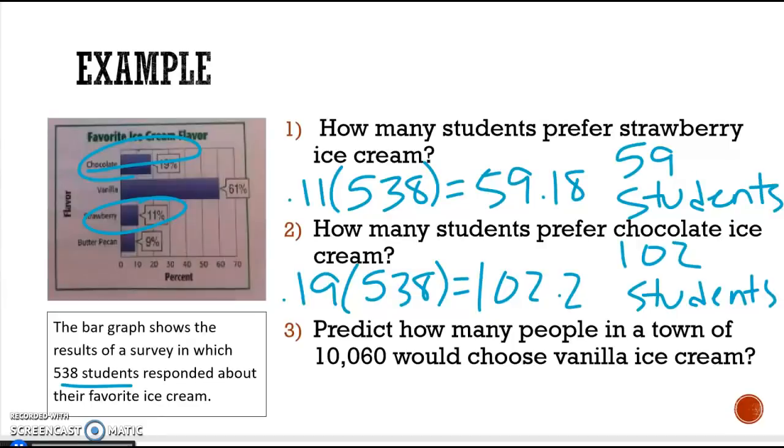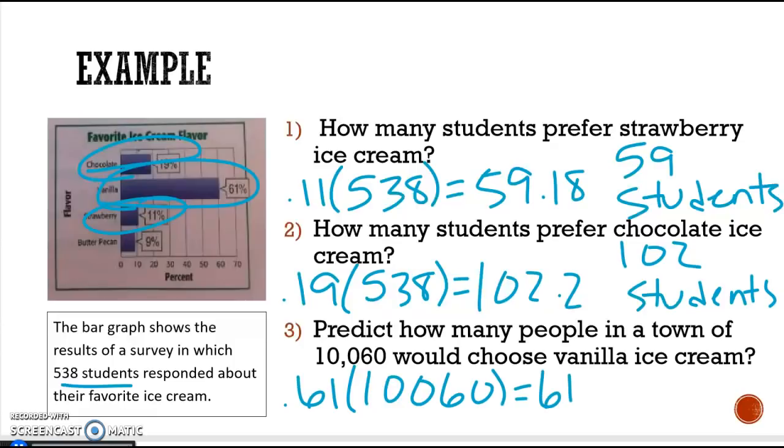All right, our last question asks us to predict how many people in a town of 10,060 would choose vanilla ice cream. Again, we can't survey 10,060 people, so we're using this sample size of 538 to answer this question. So it's 61%, which is 0.61. We're going to multiply that by 10,060. This gives us an answer of 6136.6. If we round that, that's going to be 6137 people.